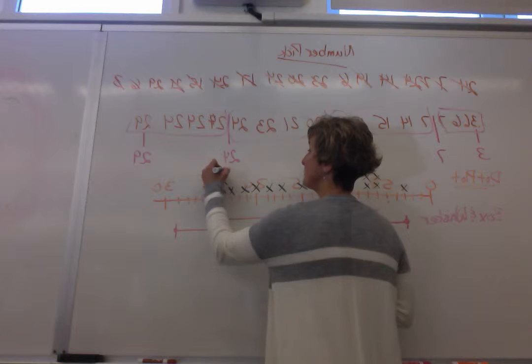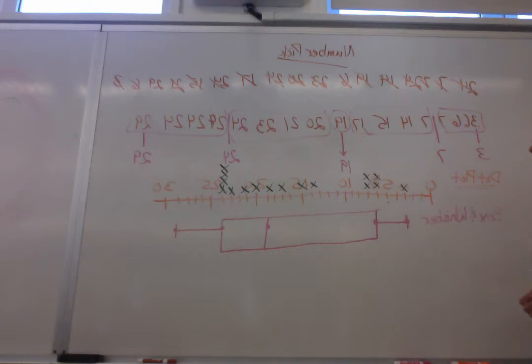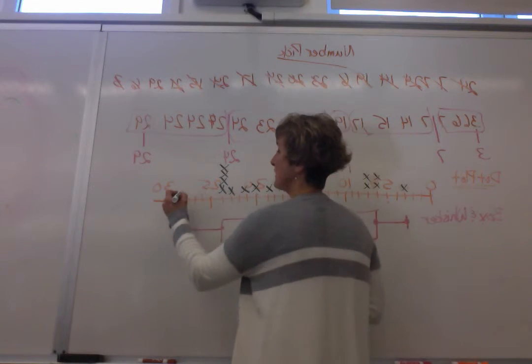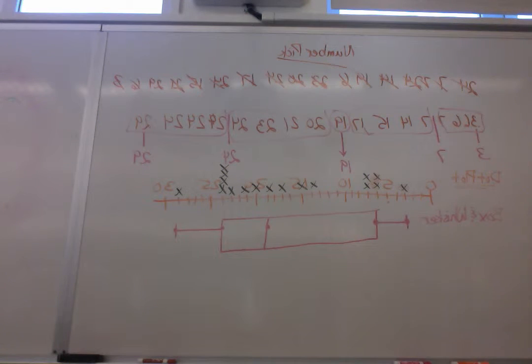24 has 4 of them stacked up. And 29. Okay, an X on each number was the other kind of plot that we had. Different ways of looking at data.